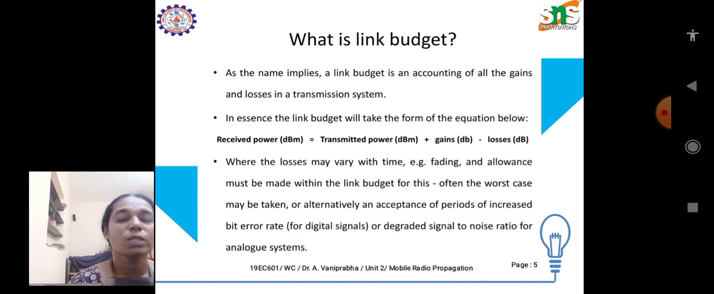It must be made within the link budget. Thus, losses have to be restricted within the allowable link budget. For this, the worst case may be taken, or alternatively an acceptance of periods of increased bit error rate or degraded signal to noise ratio for analogue systems.